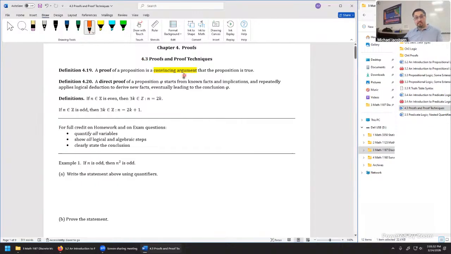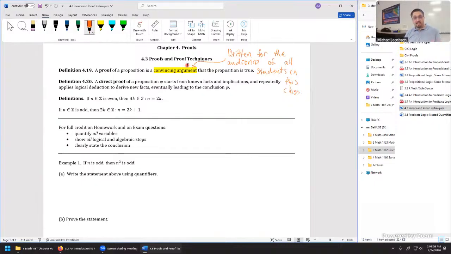And so a convincing argument depends on what the audience is. The audience isn't really me, even though I'm going to be grading it, I'm going to definitely be reading your proof arguments. The proof that you're going to write is going to be written for the audience of all students in this class, our class.